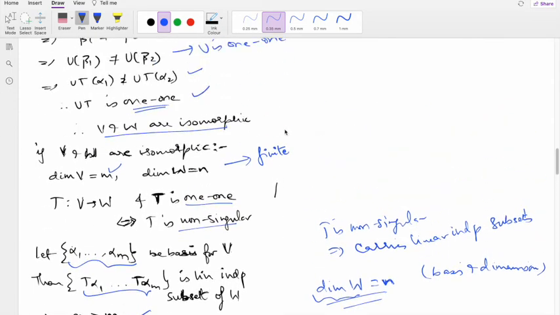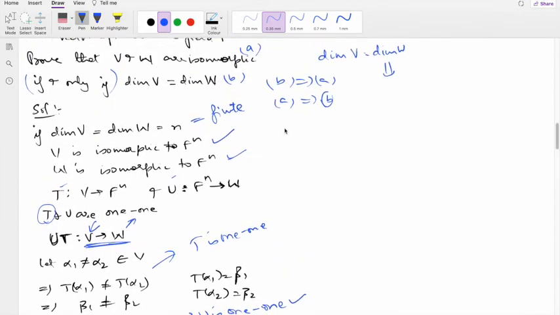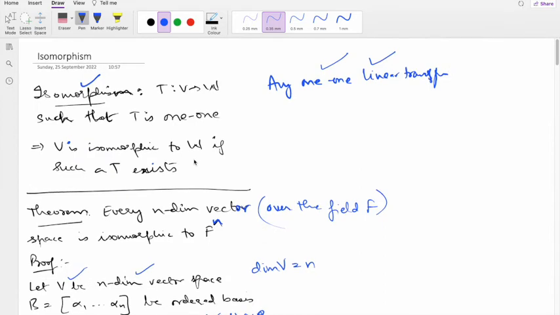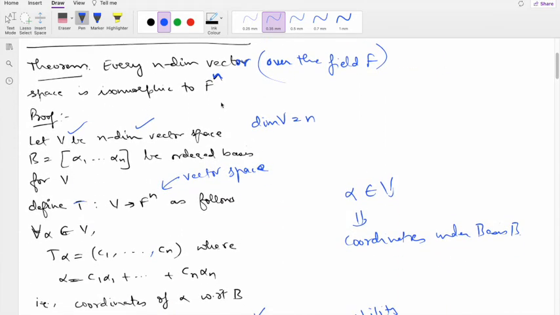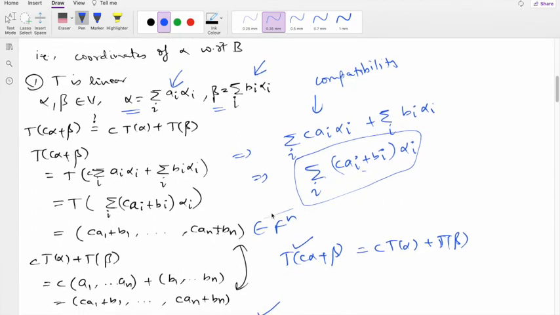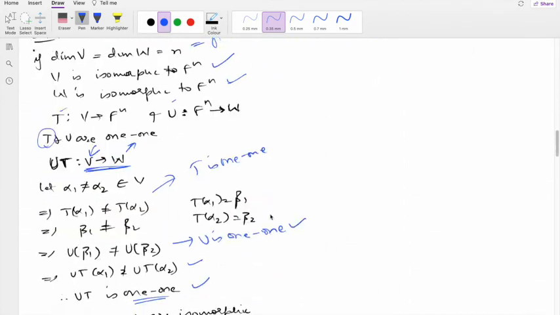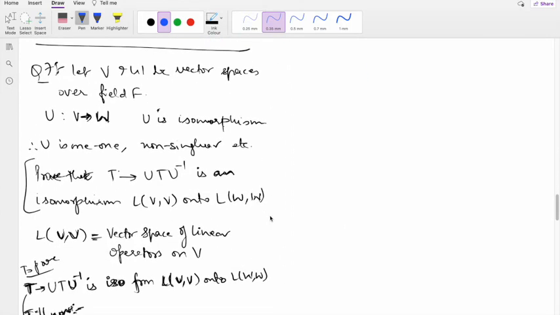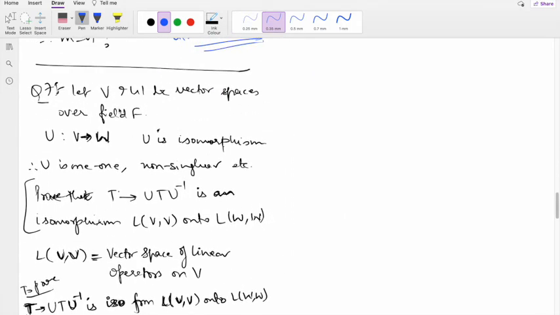Basically, it becomes an issue when you have to prove this isomorphic stuff, because we also prove this thing for only your finite dimensional vector spaces, right? So this is true in finite dimensional vector spaces. All right.